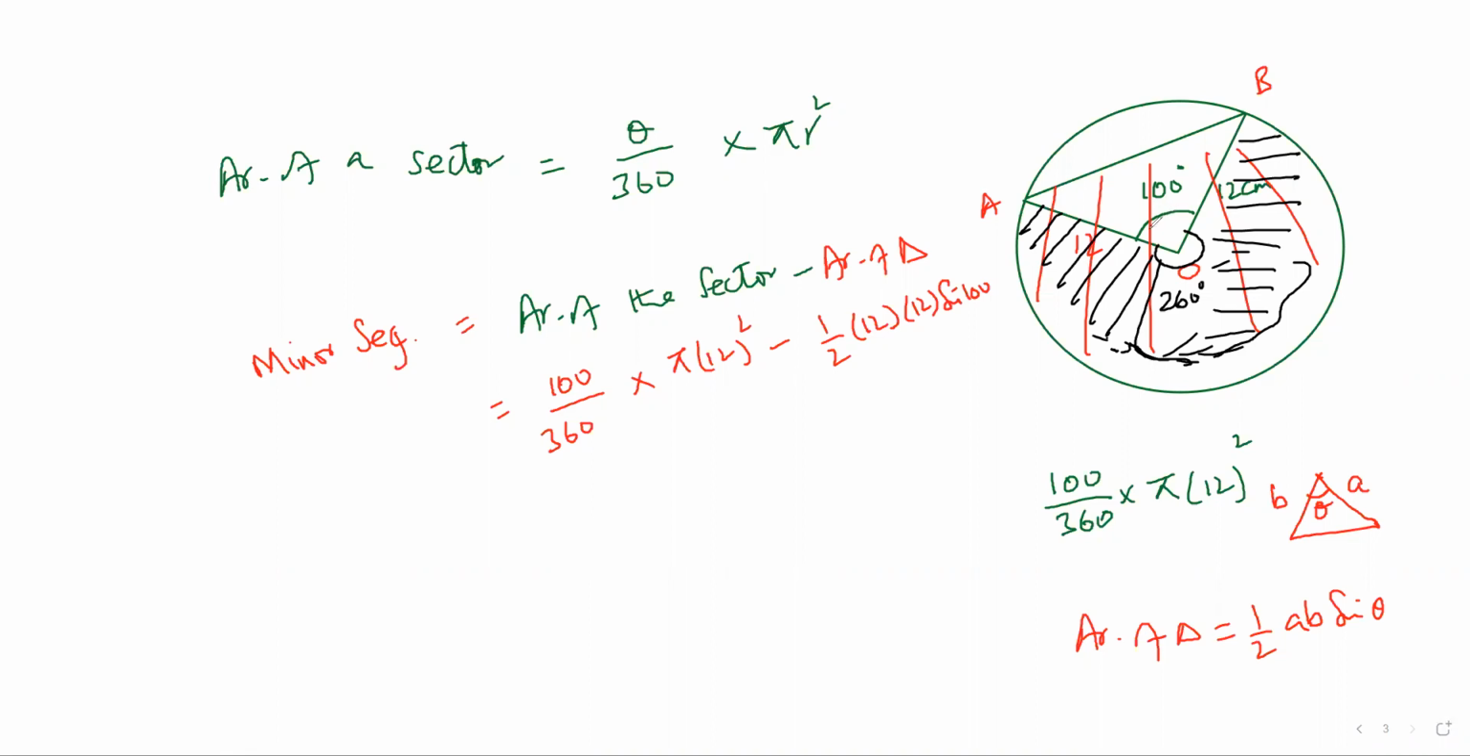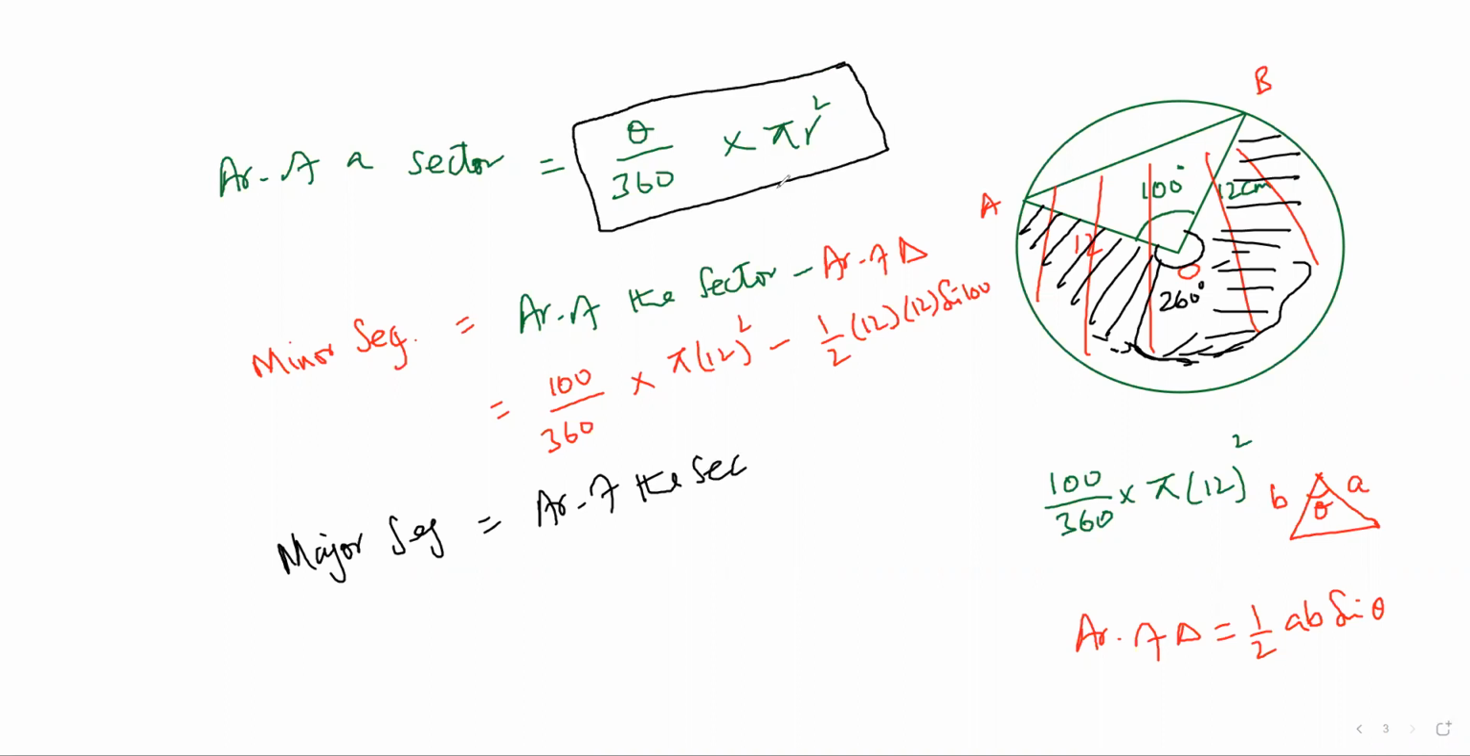You will have to add the triangle into it, okay? So for the major segment, this is going to be the area of the sector, because we can find the area of the sector quickly through this formula, but there is no direct formula for the area of a segment. Please remember that, okay? So area of the sector plus area of the triangle, okay?